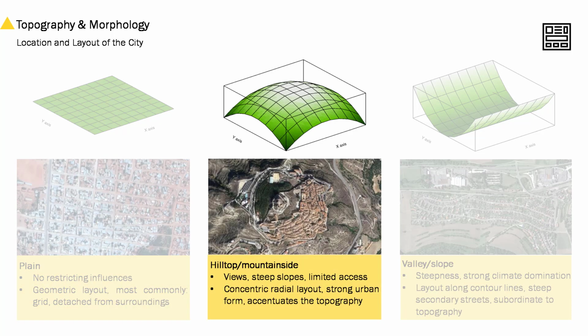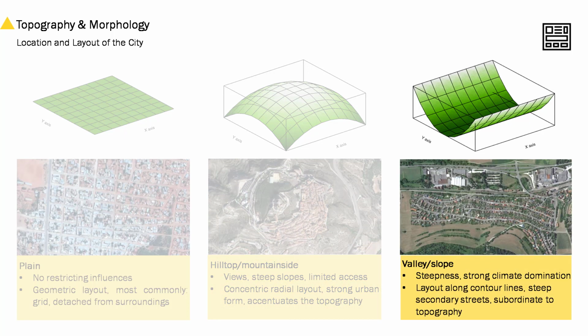When we look at a city located on a hilltop or mountain, access to the terrain is usually more difficult, and the city is restricted by steep slopes. Viewpoints can also be a factor shaping the layout, so these cities tend to have a strong urban form with a concentric or radial layout, playing with the existing topography.